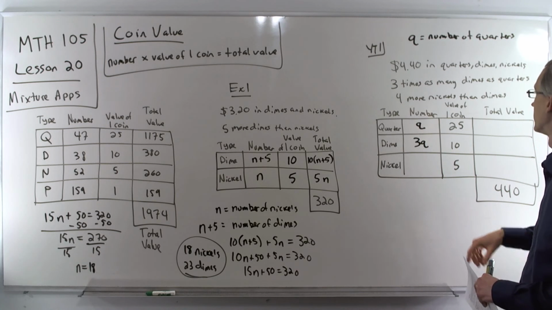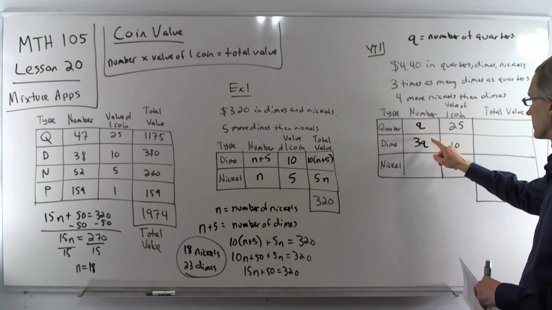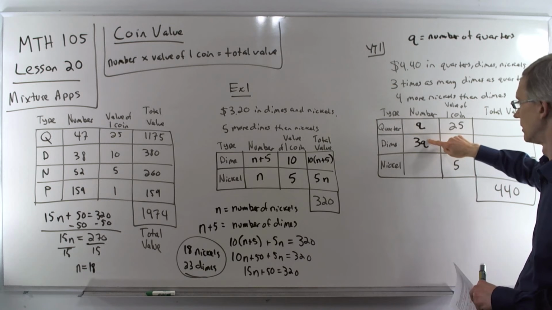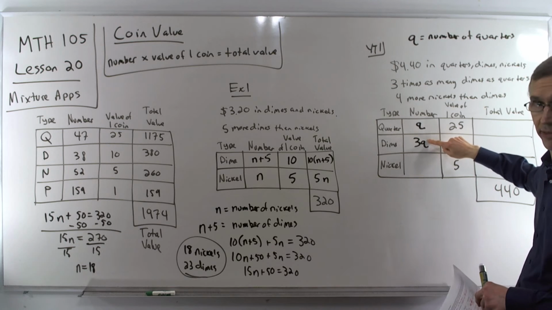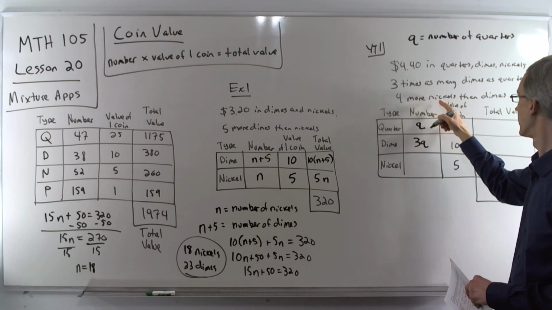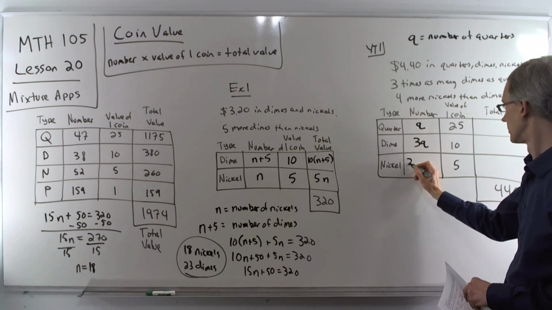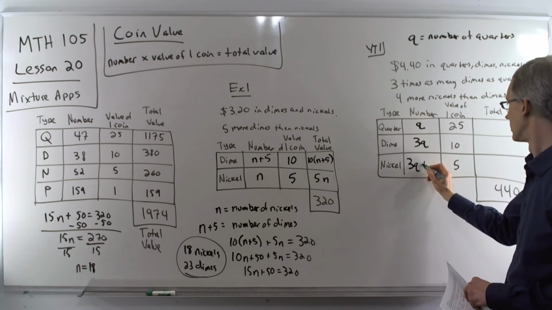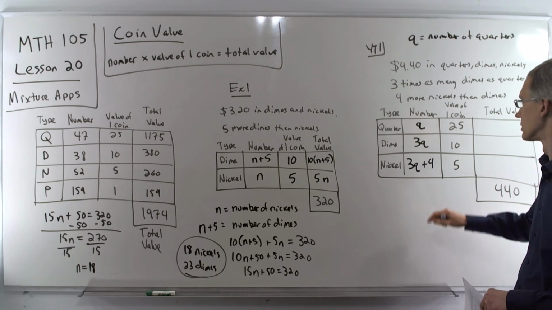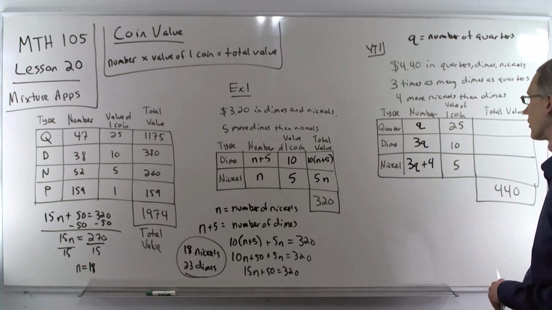And now for the nickels, we have 4 more nickels than dimes. Well, this expression here represents the number of dimes. Now, how would you write 4 more than that? 4 more than is addition. So that would be plus 4, 3Q plus 4. So there's the 3 expressions for the number of coins.